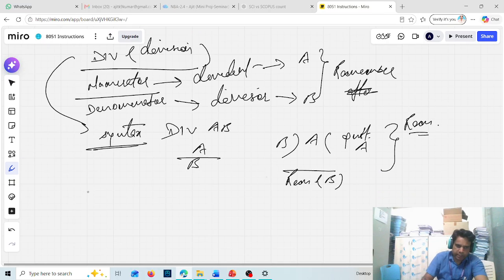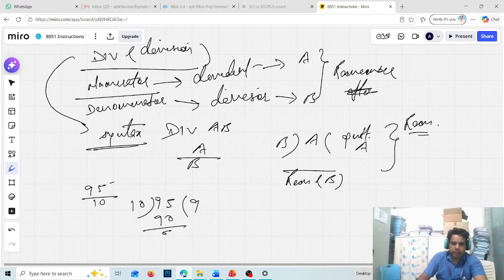Okay, so we'll take one simple example, then we'll understand. Suppose that we have to divide 95 by 10. I'm taking the decimal number system. So 95 is going to be divided by 10. So you'll get 10 9 90, 5 is the remainder. So after division, this quotient will be saved in the register A. This remainder will be saved in register B.